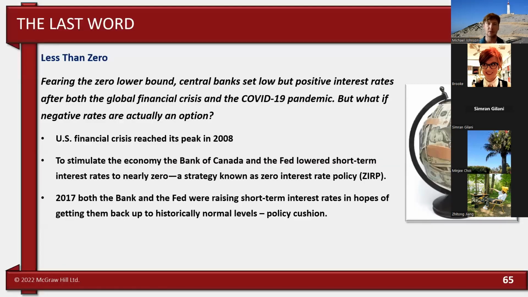Less than zero. So fearing the zero lower bound, central banks set low positive interest rates after both the financial crisis and the COVID-19 pandemic. But what if negative rates are actually an option? The U.S. financial crisis reached a peak in 2008. To stimulate the economy, the Bank of Canada and the Fed lowered short-term interest rates to nearly zero, a strategy known as zero interest rate policy, ZIRP. By 2017, both the bank and the Fed were raising short-term interest rates in hopes of getting them back up to historically normal levels. Policy cushion.